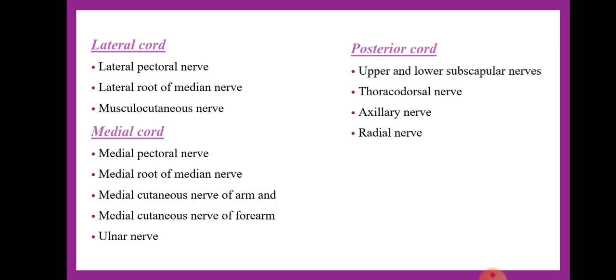Posterior cord. The posterior cord gives 5 branches, which are the upper and lower subscapular nerves, which supply the subscapularis muscle; the thoracodorsal nerve, which supplies the latissimus dorsi; the axillary nerve, which supplies the deltoid and teres minor; and the radial nerve, which supplies the muscles of the posterior compartment of the arm and forearm.